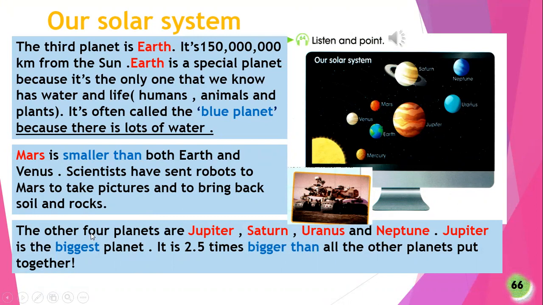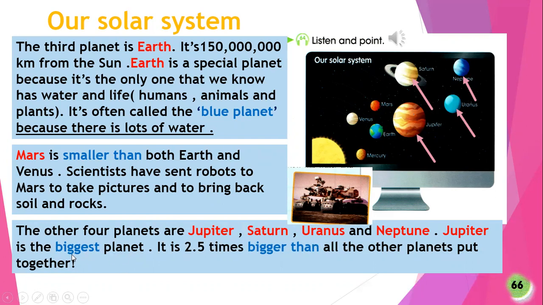Okay? The other 4 planets, الكواكب الأربعة الأخرى، هنشير عليهم بالسهم. The other 4 planets are Jupiter, كوكب المشتري, Saturn, كوكب زحل, Uranus, كوكب أورانوس, and finally Neptune, كوكب نبتون. Jupiter is the biggest planet. So كوكب المشتري, Jupiter is the biggest planet.